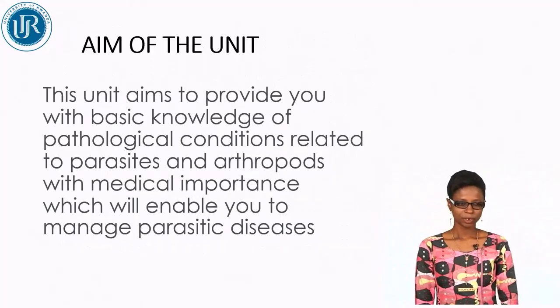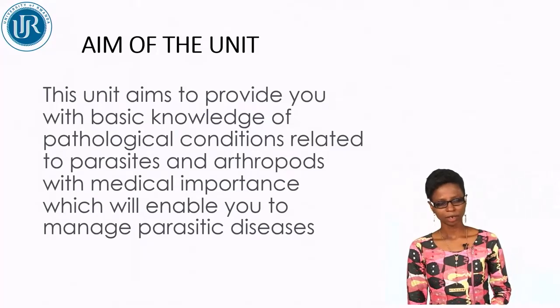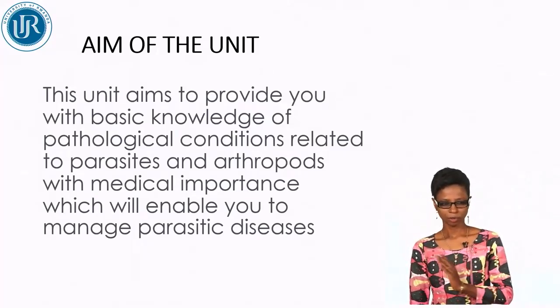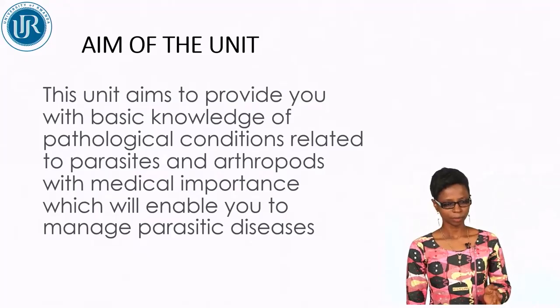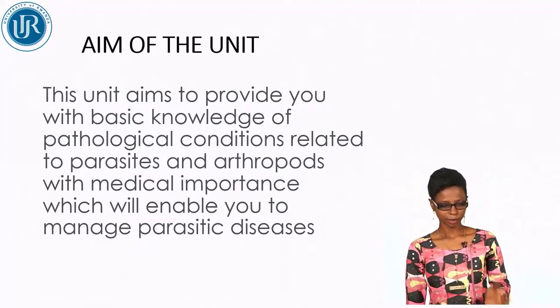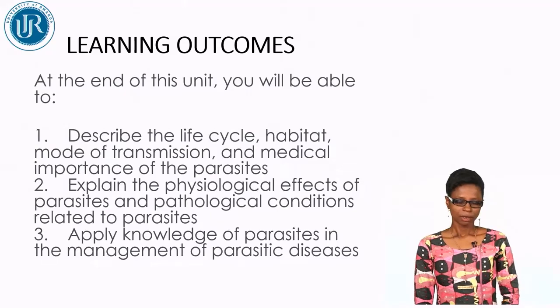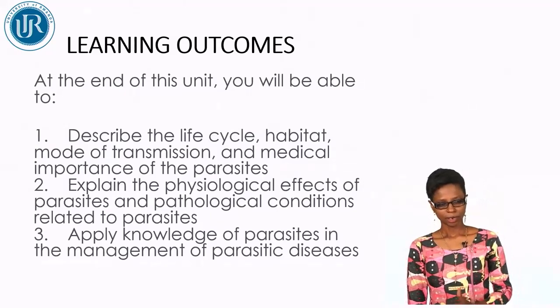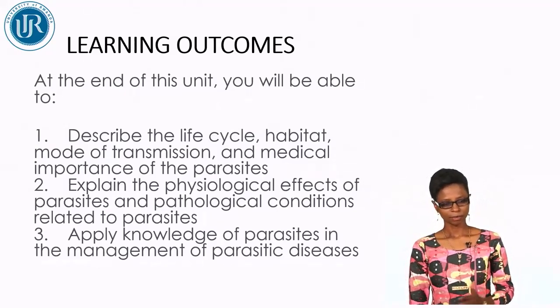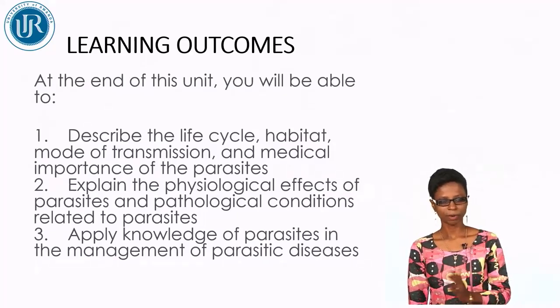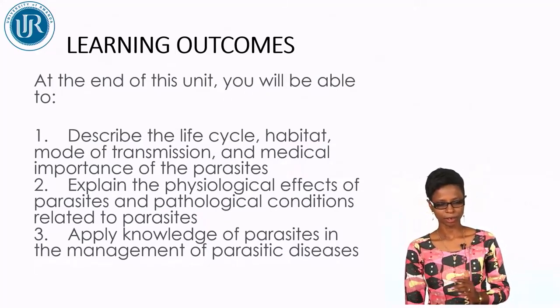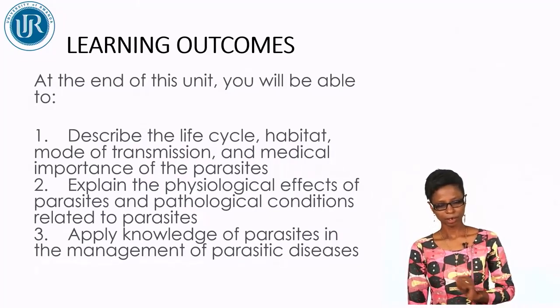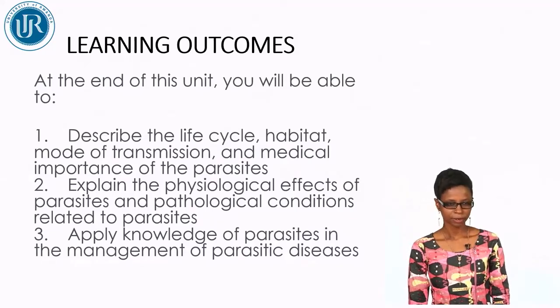The aim of this unit is to provide you with basic knowledge about pathological conditions related to parasites and arthropods of medical importance, which will enable you to manage parasitic disease. At the end of the unit, you will be able to describe the life cycle, the habits, the mode of transmission, and the medical importance of parasites. You will be able to explain the physiological effects of parasites and the pathological conditions related to parasites. And you will also be able to apply the knowledge of parasites in the management of parasitic disease.